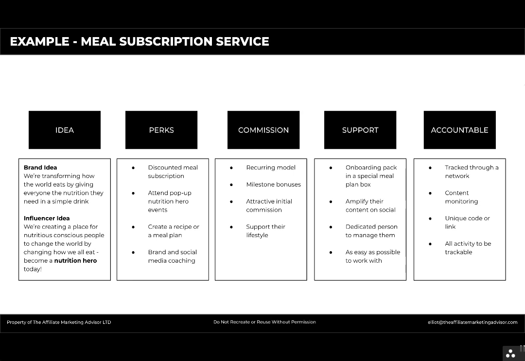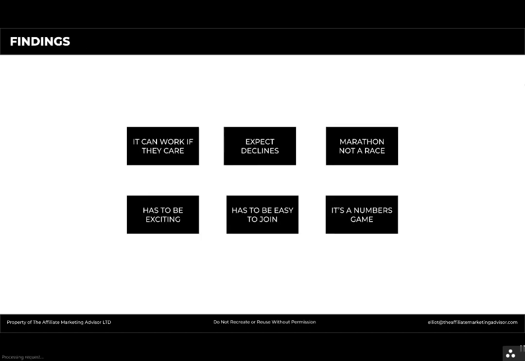They should have a dedicated person to manage them. And overall, it should be as easy as possible for the influencer to work with the brand. Lastly, on accountability, all activity will be tracked through a network. There will be content monitoring by the dedicated support. So that person would be monitoring how often or frequently or proactively they are with posting. They should have a unique link or code or something unique so that the results can be attributed back to them directly. And again, in general, all activity should be trackable.